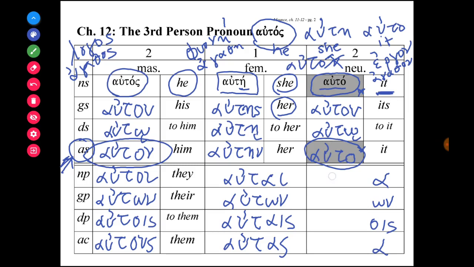The nominative plural is auta. The genitive plural is autōn. The dative plural is autois. And if I wanted to use a direct object, the accusative plural for the neuter nouns is auta. And those are the forms for the third person pronoun for "he," "she," "it," and its various forms, and "they" in the plural.